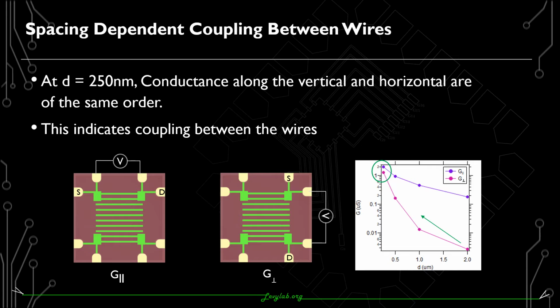This plot shows that at 250 nanometer interwire spacing, the conductance along parallel and perpendicular are of the same order, which is a few microsiemens.